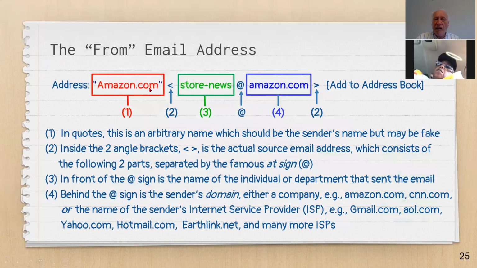They can put anything they like in there. So don't believe whatever it says. Then here we have the actual email address between these two arrows, the left arrow and the right arrow. And in the front here will be the name of a person or a department. So like here, store news, but it could be somebody's name, one of your friends, Mary Smith at gmail.com, or in this case, some department or some person at amazon.com.